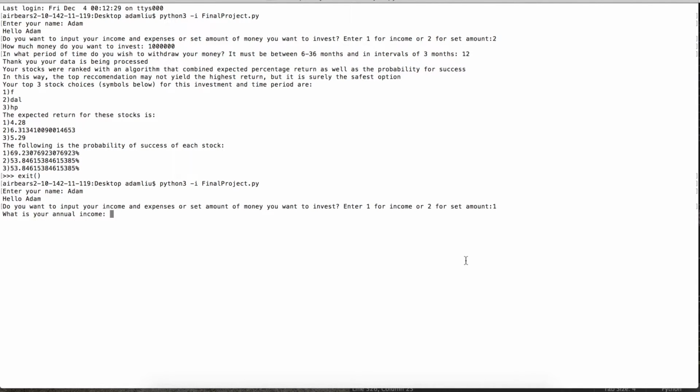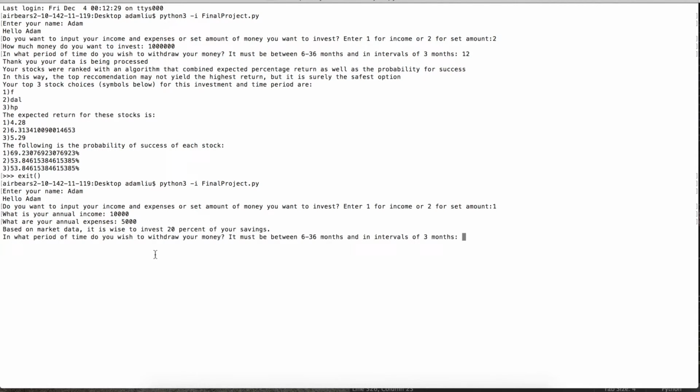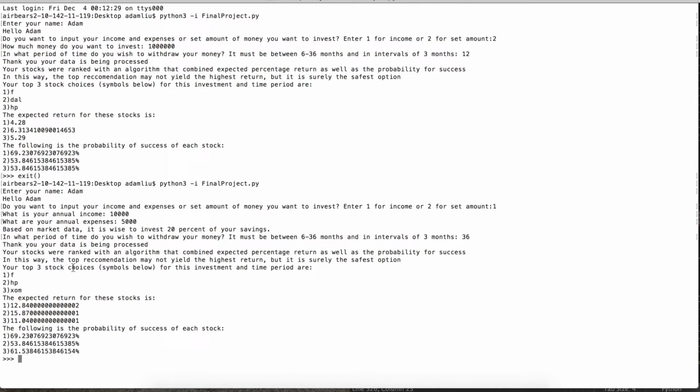It'll ask for your annual income. Let's say my annual income is $10,000, and my annual expenses are about $5,000. Then it tells me how much of my savings I should invest, and it'll ask me for the period of time I want to invest in. Let's say 36 months. And then this time it'll process my top 3 stock choices, the expected return for these stocks, and the probability of success of each of these 3 stocks.